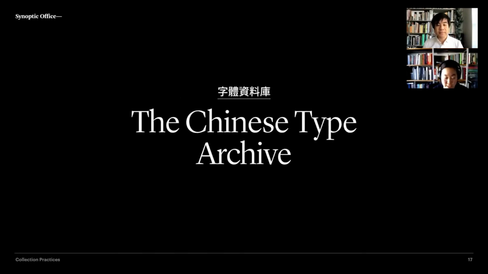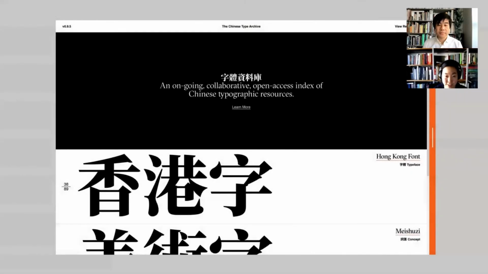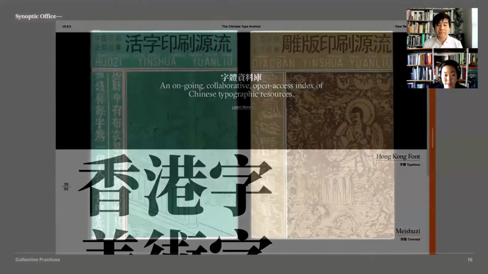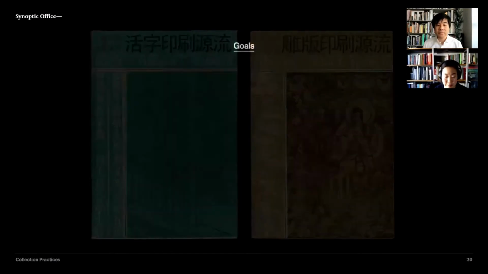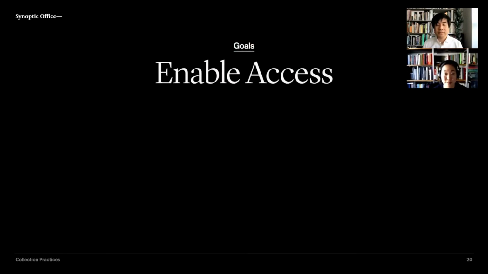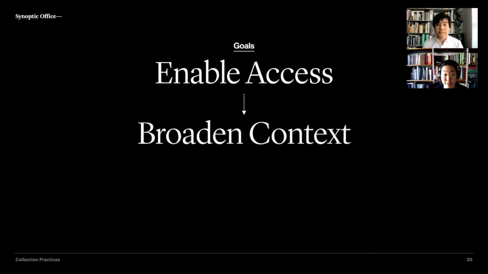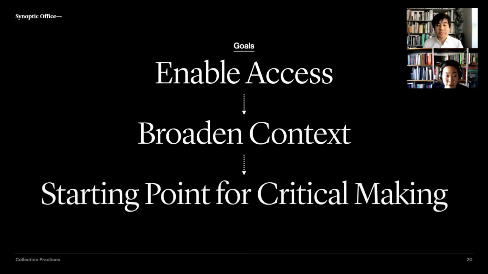This brings us to a project that we've been working on for the last few years called the Chinese Type Archive, and it was born of both a dual passion in typography and in collections. The Chinese Type Archive is an ongoing collaborative open access index of Chinese typographic resources. It began with our own collection of books around Chinese typography that we began collecting many, many years ago. The goals of the Chinese Type Archive were to enable access to these resources, broaden context around Chinese typography, and really become a starting point for critical making.